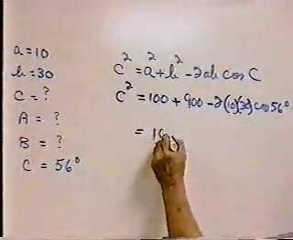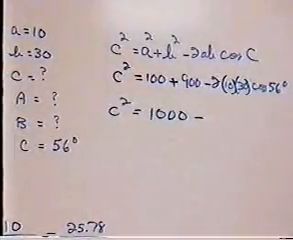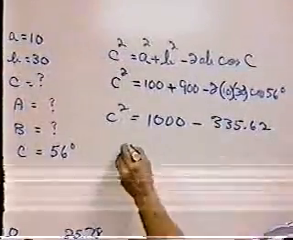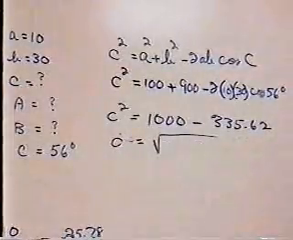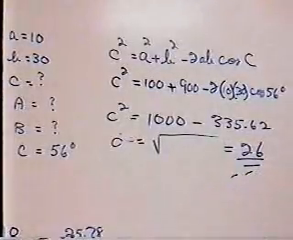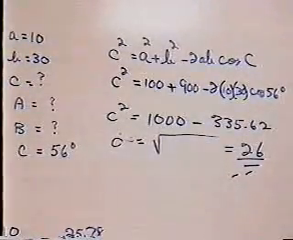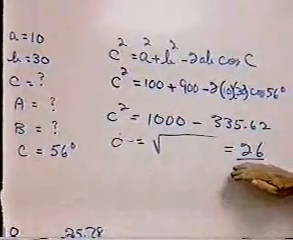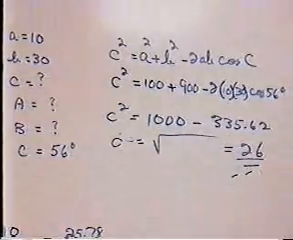All right, so this would be 1,000. C squared would be 1,000 minus all that multiplied together, which is 35.62. And so C is equal to the square root of this subtracted, which ends up being 26. Okay? So C is 26, or 25.7. Again, when you're calculating these with a calculator, keep that answer in memory. Go store that answer when you get it calculated. All right. So we found C, and there's the answer to it.